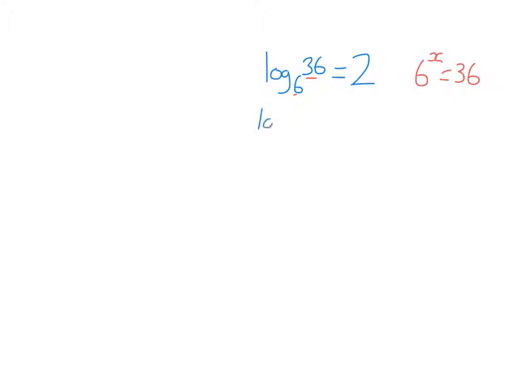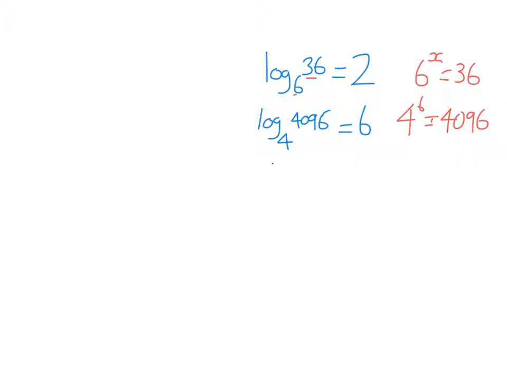Let's say I had log 4 of 4096. So this is saying, to what power do I raise 4 to get 4096? And so again, I could just keep multiplying by 4 until I get 4096, or I could just put this on my calculator, and the answer I get is 6, because 4 to the power of 6 equals 4096.